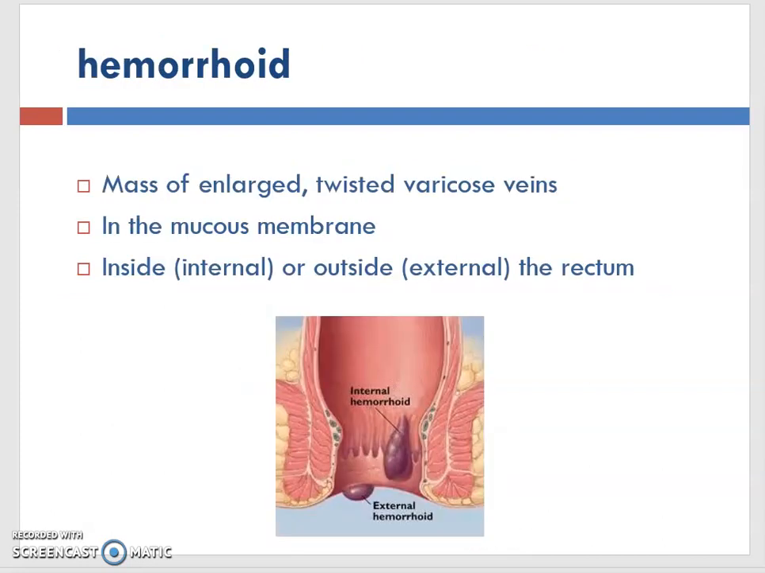And another pathology that a proctologist might be interested in would be a hemorrhoid. So this is a mass of enlarged, twisted varicose veins. It happens in mucous membranes, and there are 2 types. There's an inside, which can happen inside the rectum itself, or outside, external, which would be the anus. And so you see depictions of them here. Usually bearing down hard during bowel movements repeatedly will cause hemorrhoids.